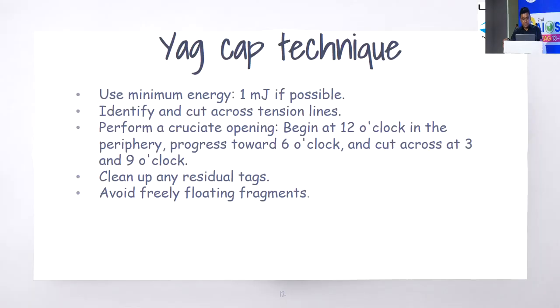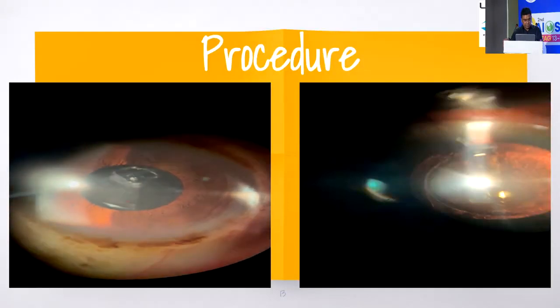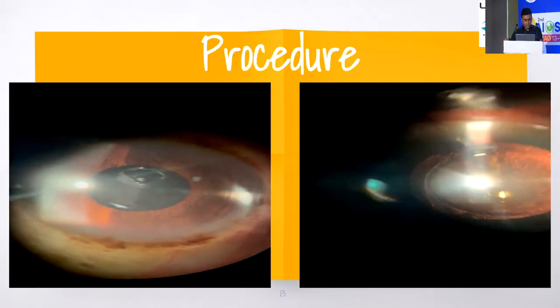So what energies do we use? Most of the time we end up using 1 millijoule. Identify the stress lines and give a shot at the tension line. A minimum of 4 shots is enough, in either a Christmas tree pattern or a crochet pattern. Make sure that you do not leave any residual tags. If the capsule falls into the anterior chamber, it's better because it passes out through the angles. So this is the procedure. You can see here, focusing is very, very important. I just give 4 shots.